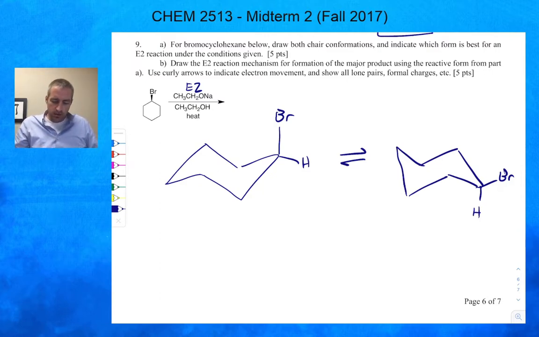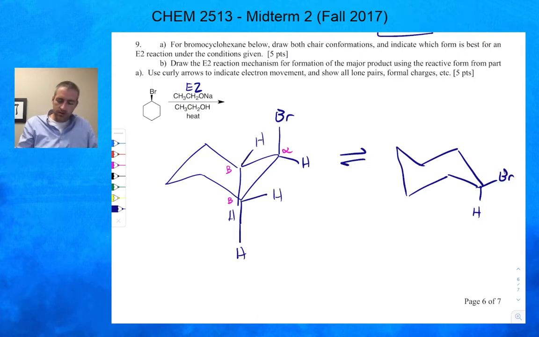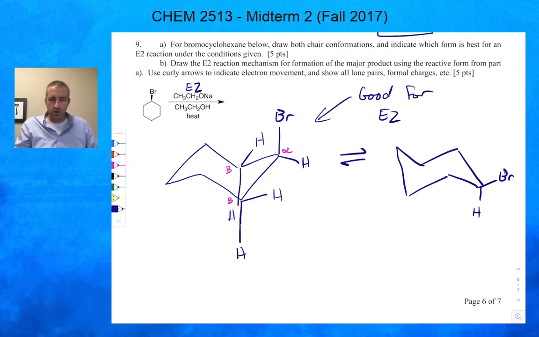In terms of E2 conditions, for our cyclohexane rings, the leaving group for an E2 has to be in an axial position because that's the only way you can get a beta hydrogen to be anti-coplanar. So alpha, and then this one's a beta, this one's a beta. So if we draw in the axial hydrogens, like so, we'll have some equatorial hydrogens that can't react. You need the bromine to be axial. So this one is good for E2. Of course, it's flipping back and forth when you have this molecule, so both are present.